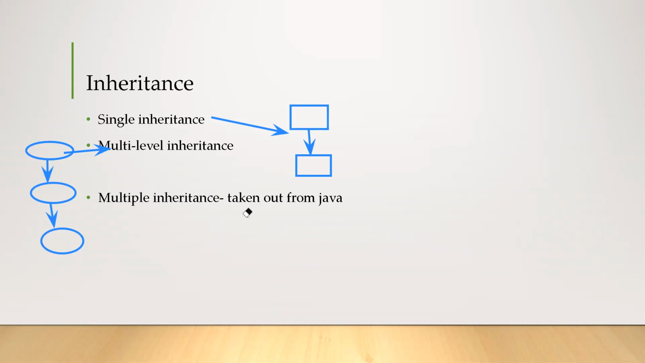So how can you achieve the same? They have compensated using something called interfaces in Java. So we can have multiple interfaces being inherited. Multiple interfaces can be inherited by a class.